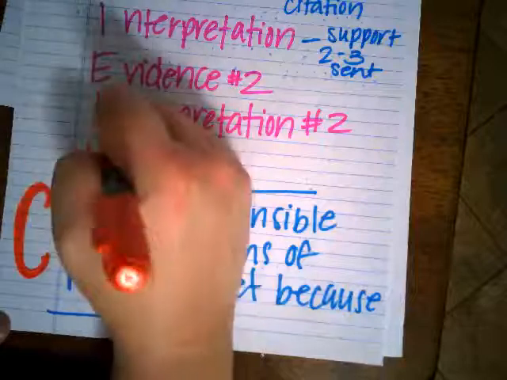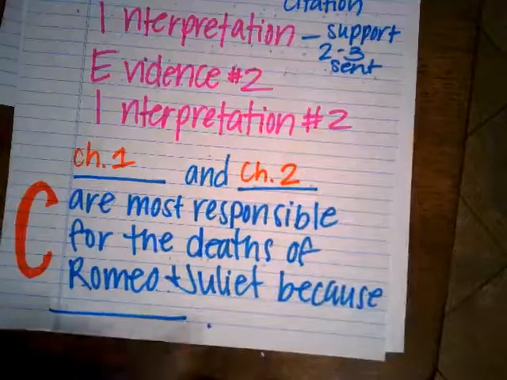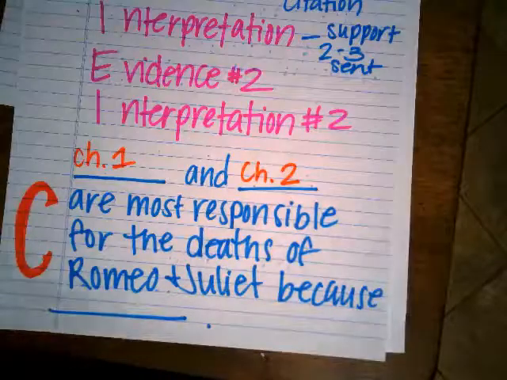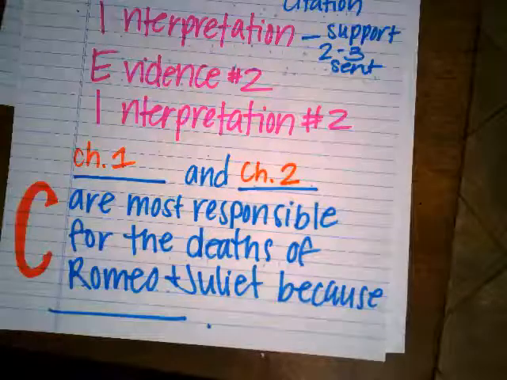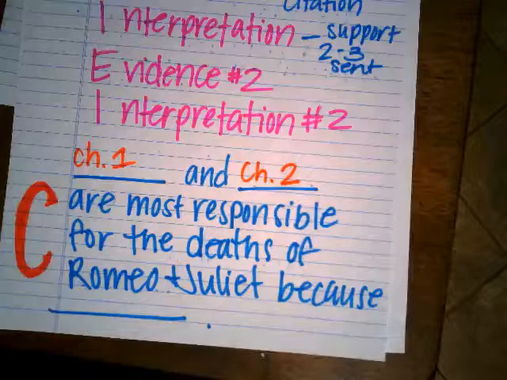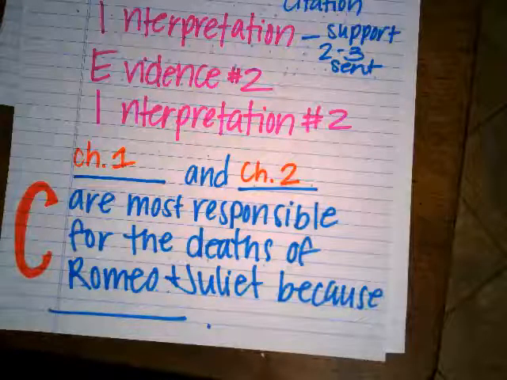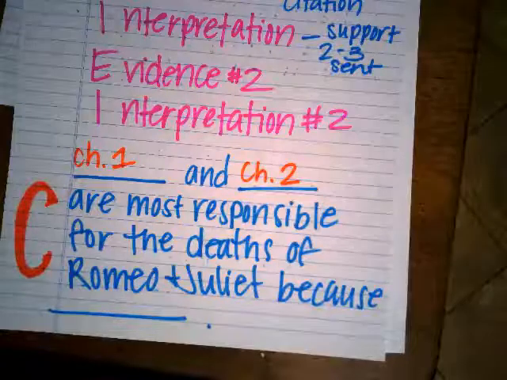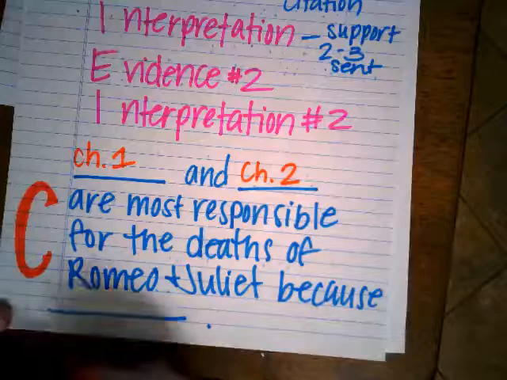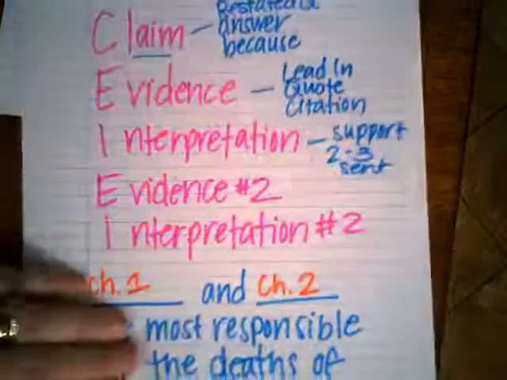So let's just say for now, character 1 and character 2. And then this is kind of your overarching reason. So if Romeo and Juliet are the most responsible, it is because they made immature decisions. Or if Friar Lawrence and the nurse are the most responsible, it is because they helped when they should have known better. Or whatever reason it is, this overarching reason of why these 2 characters are the most responsible, that's going to go right here. This is your because statement. Okay, so then you're ready to get your evidence included.